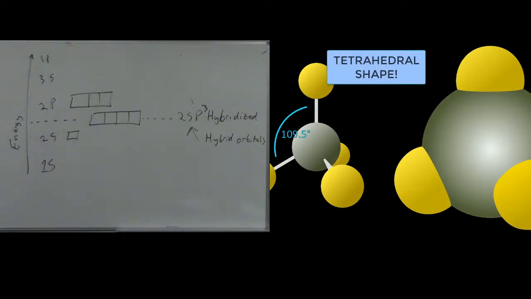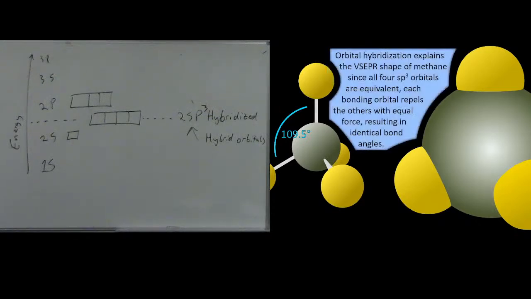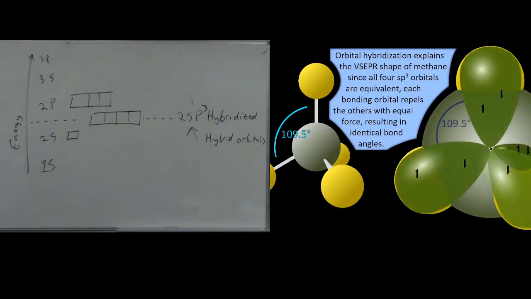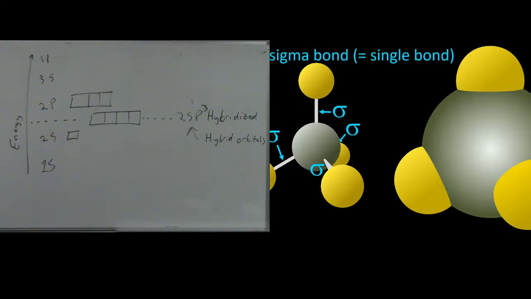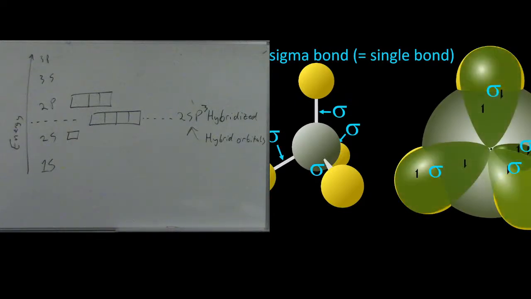more visible. Since all 4 sp3 orbitals are equivalent, each bonding orbital repels the others with equal force, resulting in identical bond angles. The bonds in hybridization also have their own nomenclature. The overlapping orbitals are called sigma bonds, which represents the single bond occupied by a single pair of electrons.